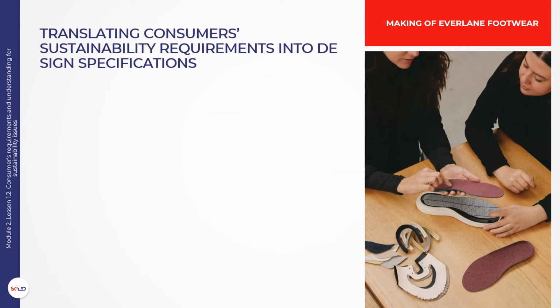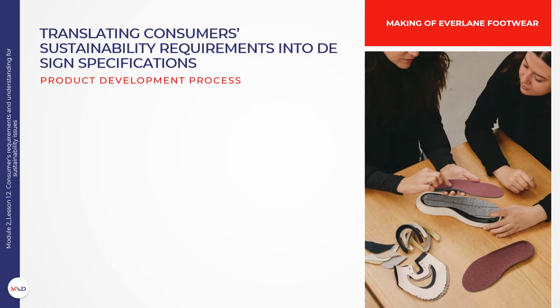Translating consumers' sustainability requirements into design specifications. Ulrich and Eppinger, 2008, divide the product development process into various phases. According to their model, it is just before the development of the concept that users' requirements are identified to generate the concept itself. In fact, well-identified consumers' requirements can be transformed into product requirements and lead to the creation of successful products.